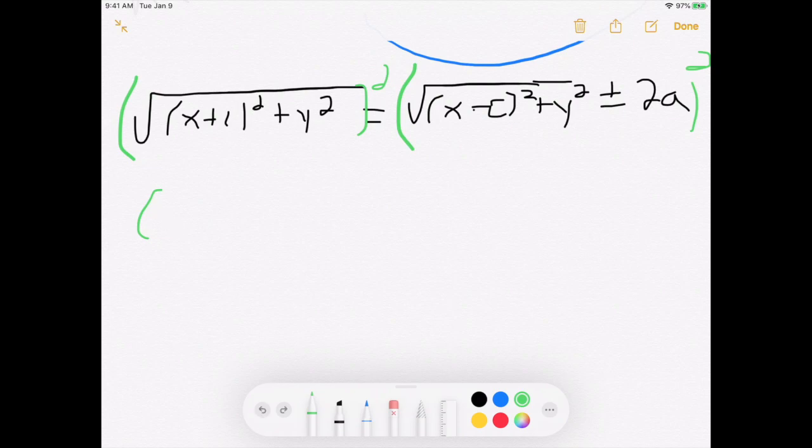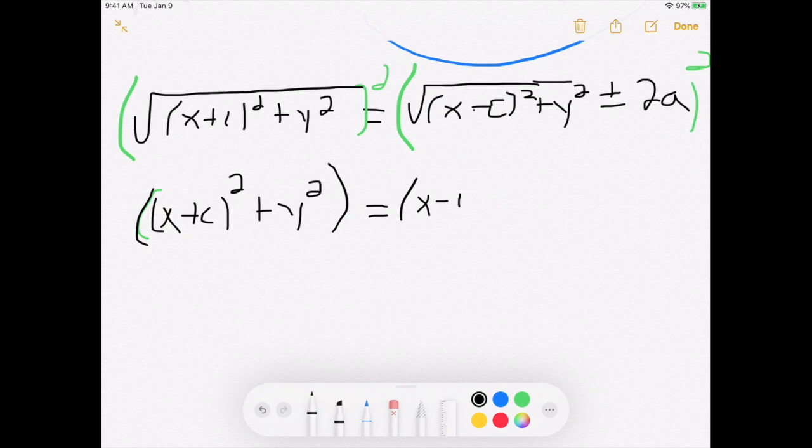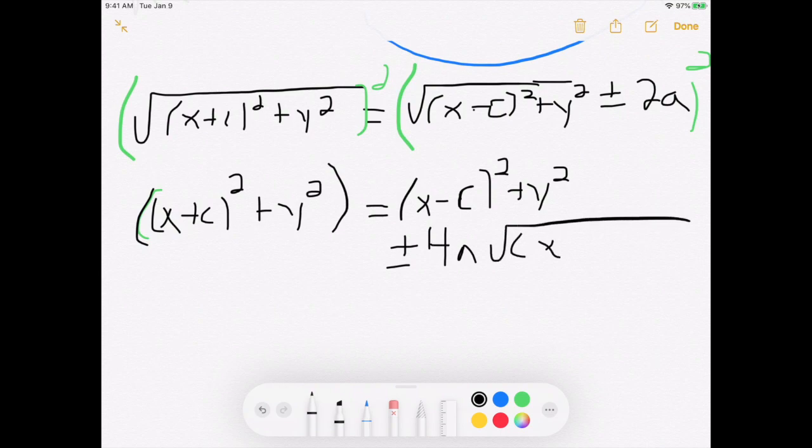So this is going to be (x plus c) squared plus y squared equals, and on the right-hand side, my first term will just be the first term without a square root anymore. My middle terms are going to be plus or minus 4a times the square root, which I'll write down here just to give it some more room, of (x minus c) squared plus y squared. And my last term is going to be the square of the second term. So that's going to be a plus 4a squared, right? The minus squared and the plus squared both come out positive.